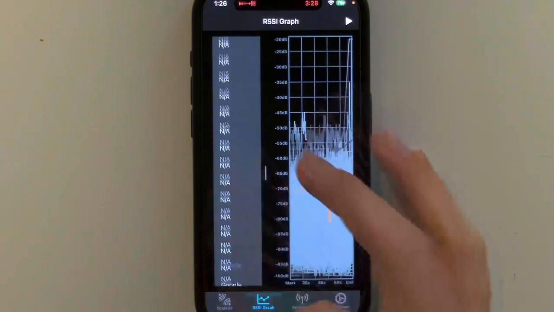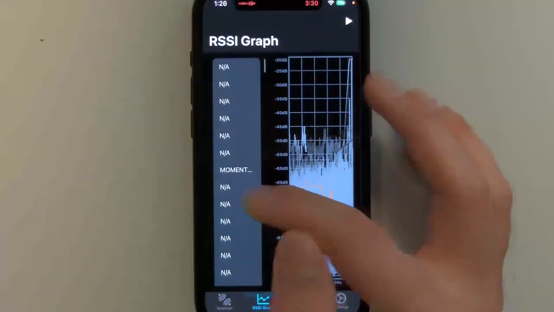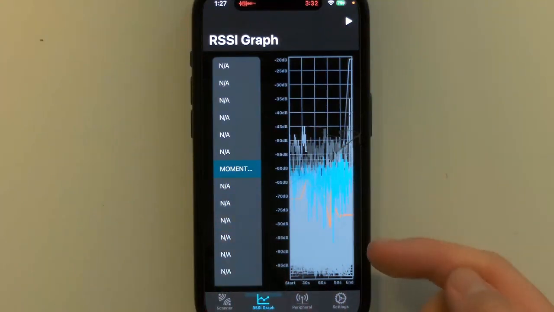For example, I think we can even see my headphones here. Yeah, so here are my headphones, and you can see, I guess it's not transmitting anything right now because they're just in my backpack somewhere.